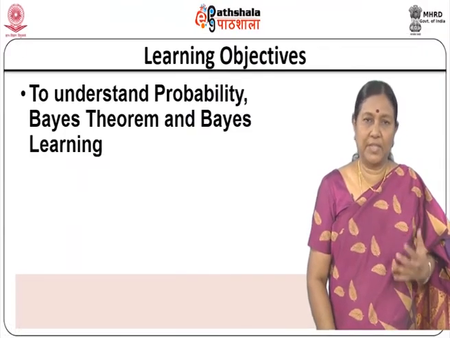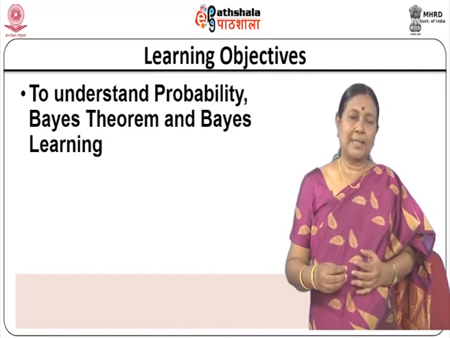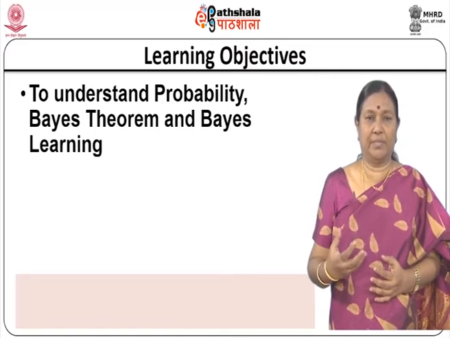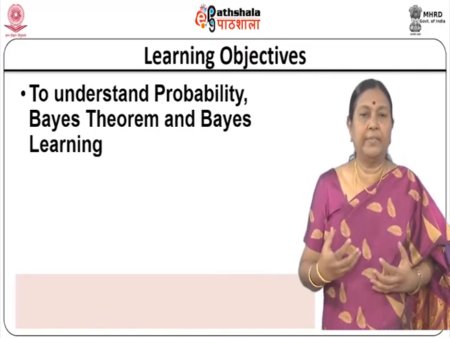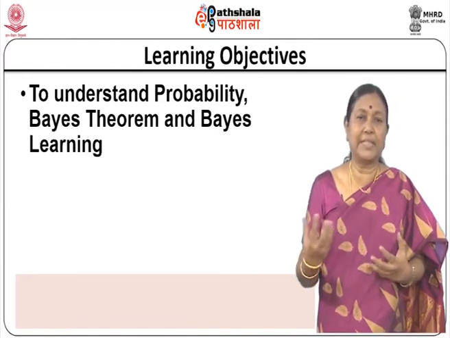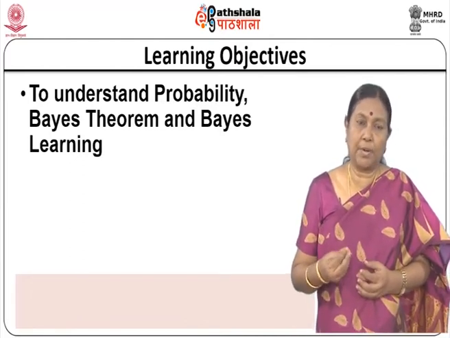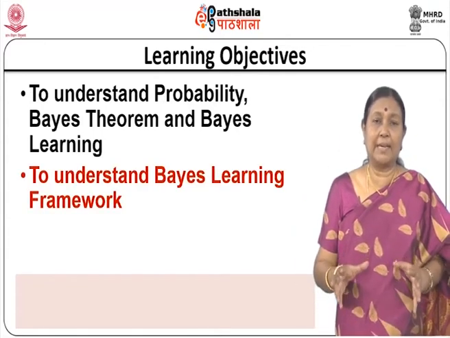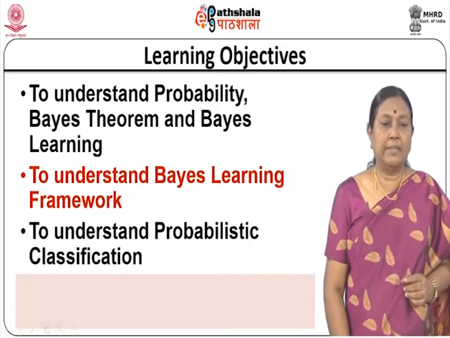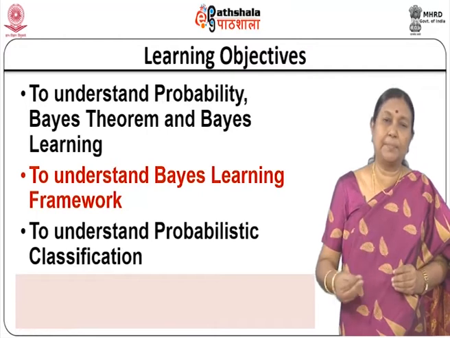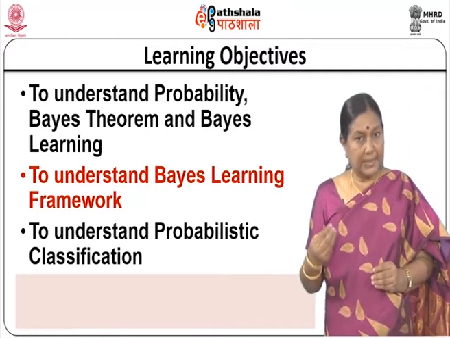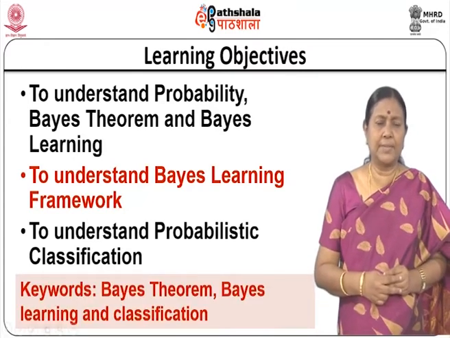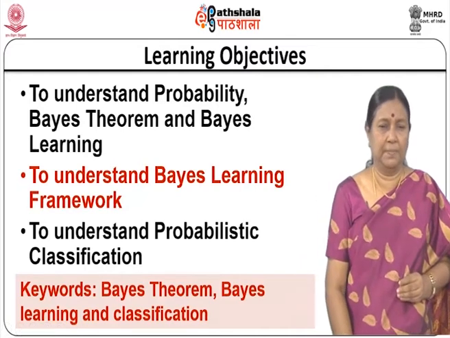Let us look at the learning objectives of this particular module. We are going to look at understanding probability. We had actually spoken about probability and Bayes theorem in the beginning of the machine learning paper, where we gave some basics, but here we are going to connect it with learning. So, we are here to understand probability, Bayes theorem and Bayes learning, and we will understand the Bayes learning framework basically, and then we will understand probabilistic classification. We take a simple example and see how probability is used in a very important problem of machine learning, classification. The key terms here are Bayes theorem, Bayes learning and classification.